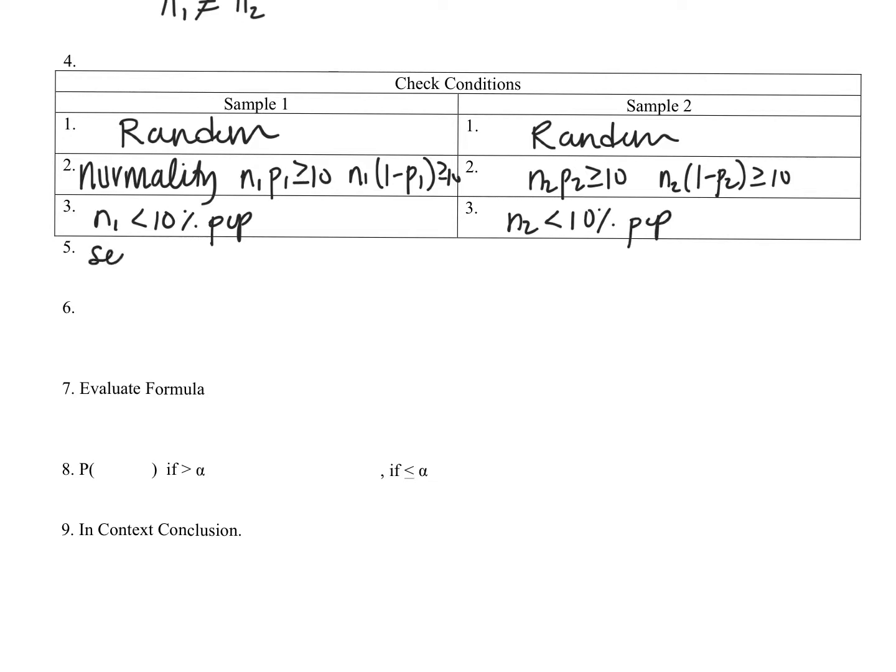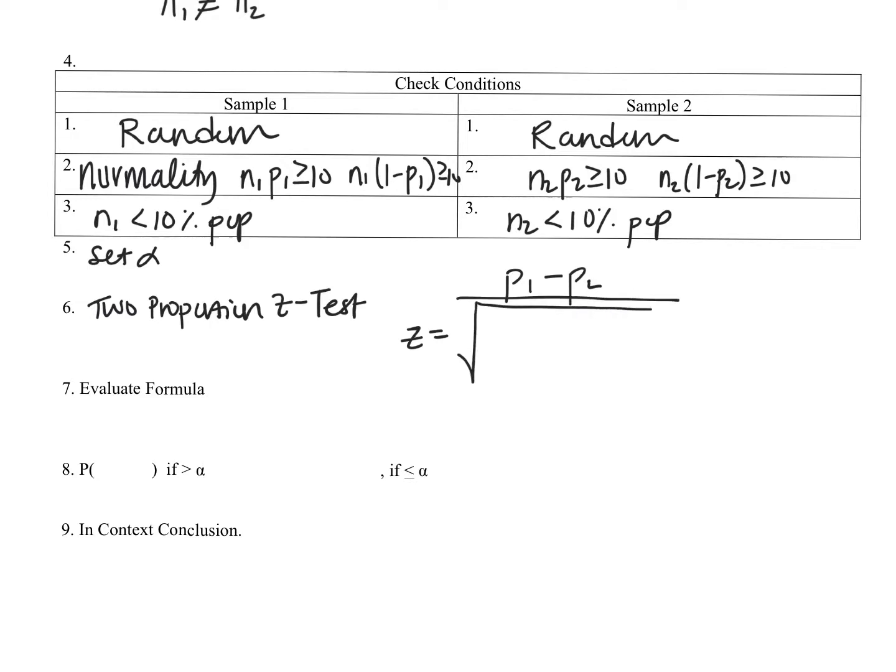All right. Step 5 is we set an alpha value, and step 6, we write the formula. Again, this is called a 2-proportion z-test. And here's the formula we would use to calculate our statistic, even though luckily we're gonna use our calculator. P1 minus P2 over the square root of P sub C times 1 minus P sub C over N1, plus P sub C times 1 minus P sub C over N2.